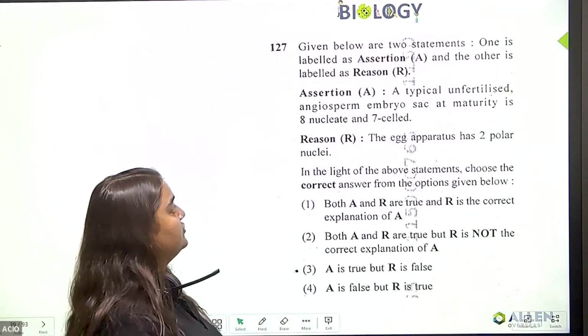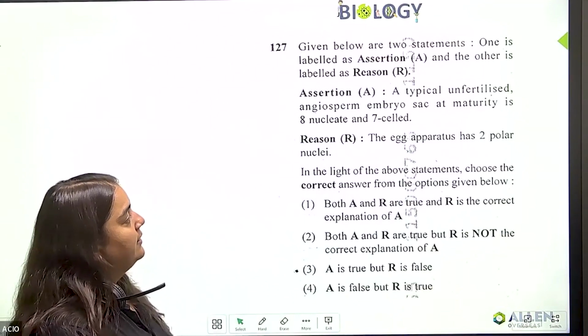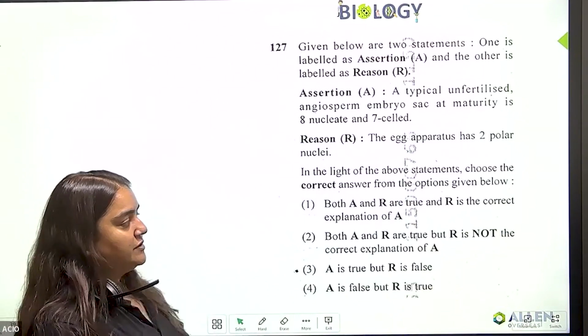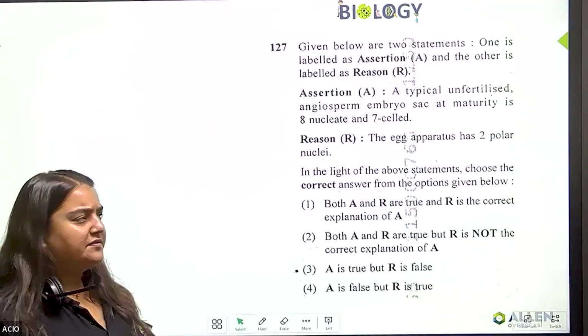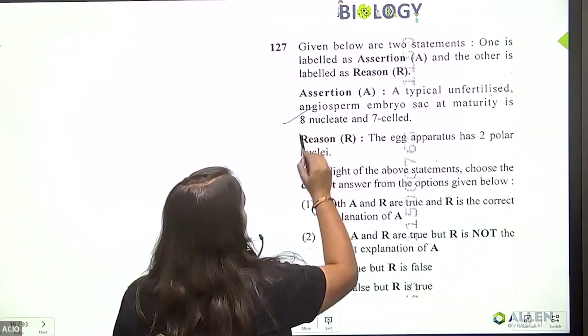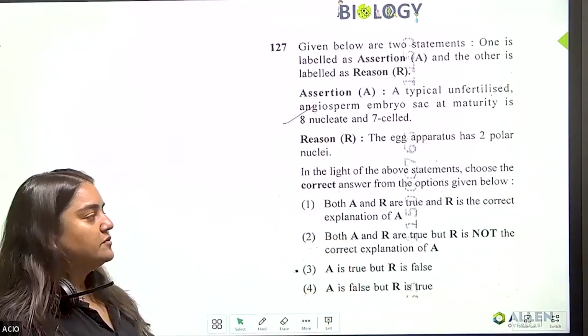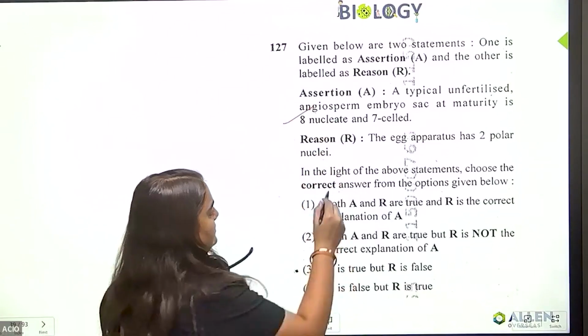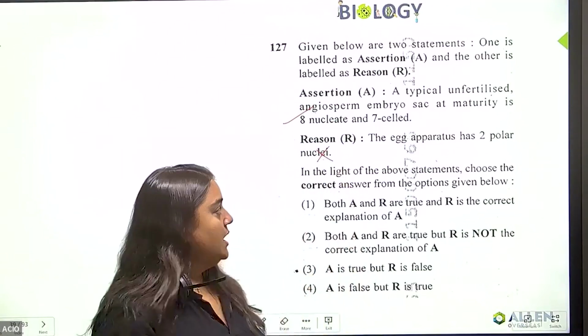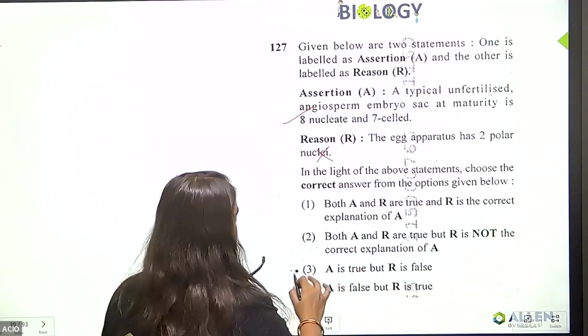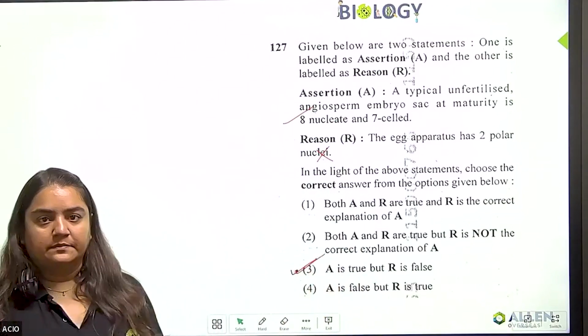127, let's go with the assertion reason. A typical unfertilized angiosperm embryo sac at maturity is 7-celled 8-nucleate. Perfectly okay statement. Reason: the egg apparatus has two polar nuclei. No. Embryo sac has two polar nuclei. Egg apparatus is having one egg cell and two synergids. So assertion is right, but reason is completely false.